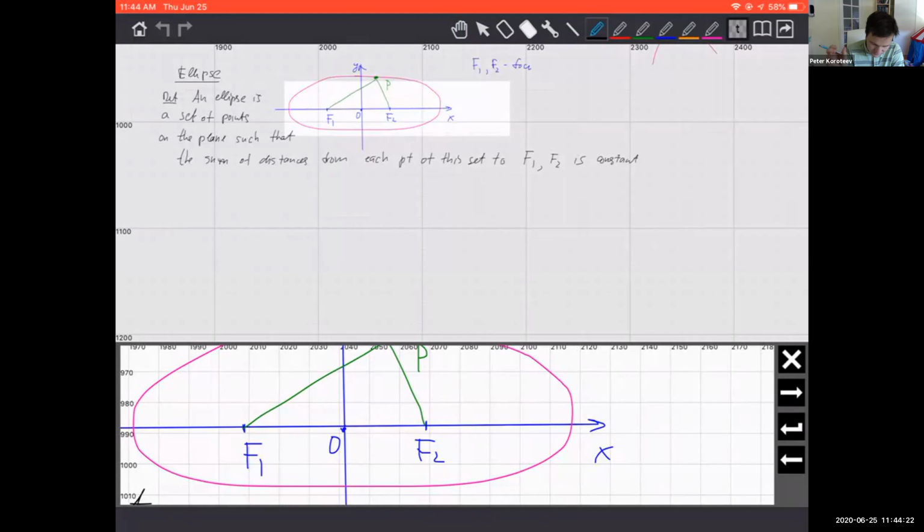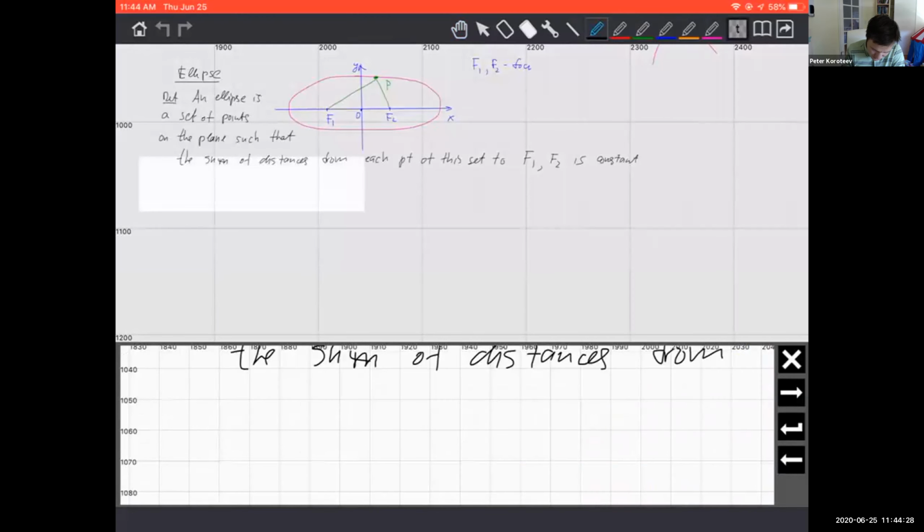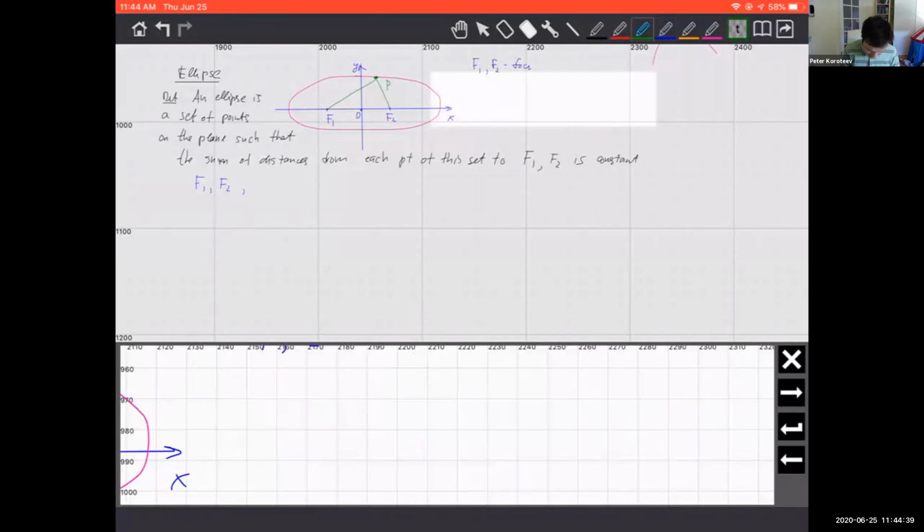So as you can see, the ellipse depends on the choice of 3 parameters, right? It depends on the choice of 2 foci, where they are in the coordinate plane, and this distance, which we call F1P plus F2P equal to a constant. Let me call this constant 2a, right? Yeah, that's right.